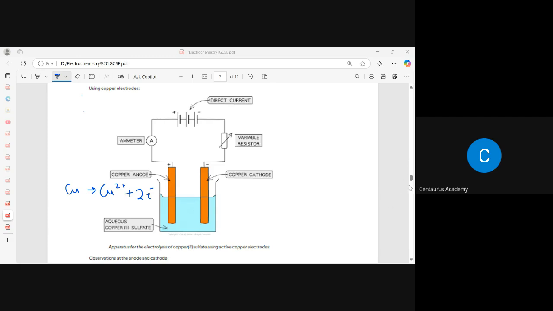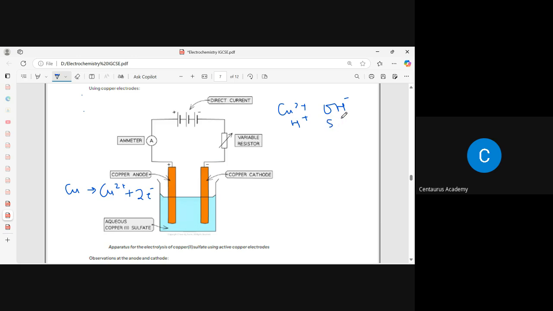Yes, Zoya. There are copper ions, there are sulfate ions, hydrogen ions, and hydroxide ions. Very good. So you have copper ions, hydroxide ions, hydrogen ions, and sulfate ions. Okay. Now what happens here?